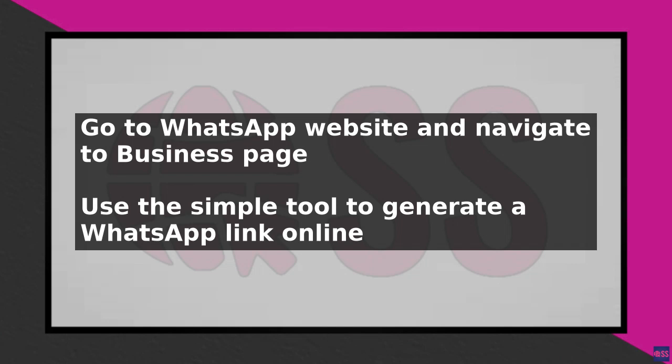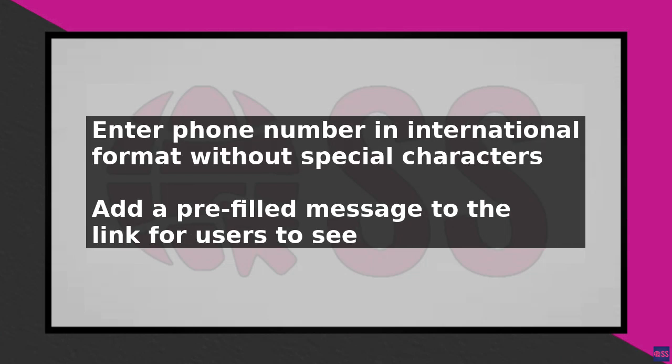This can be a simple greeting or an introduction to your business. The message should be short and to the point, as it will be visible to users when they click on the link. Once you have entered your phone number and message, click on the Generate Link button. WhatsApp will then provide you with a unique link that you can share with others.